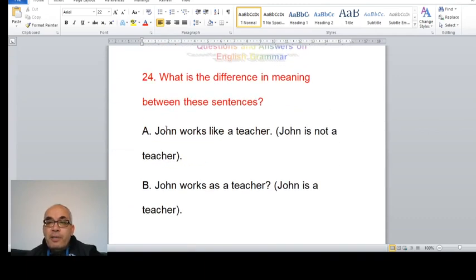What is the difference in meaning between these two sentences? John works like a teacher. Like a teacher means John is not a teacher. John works as a teacher. It means John is a teacher.